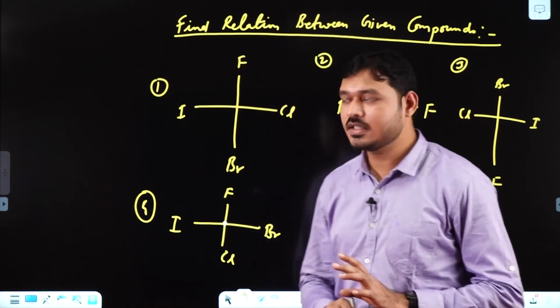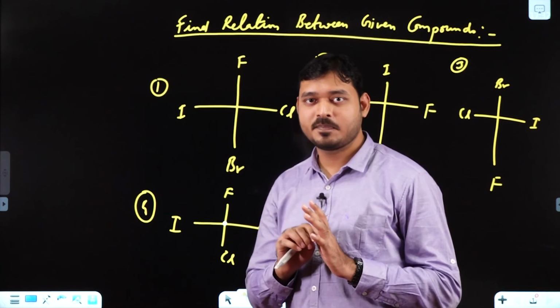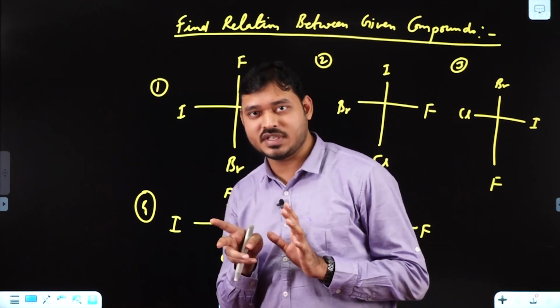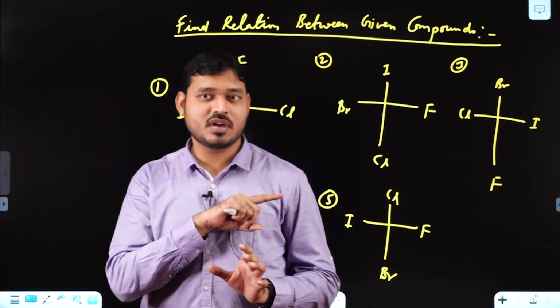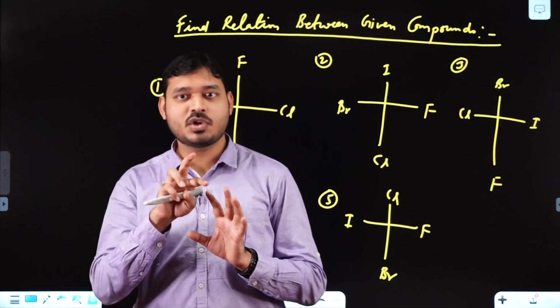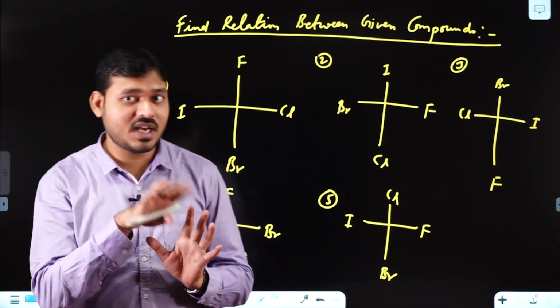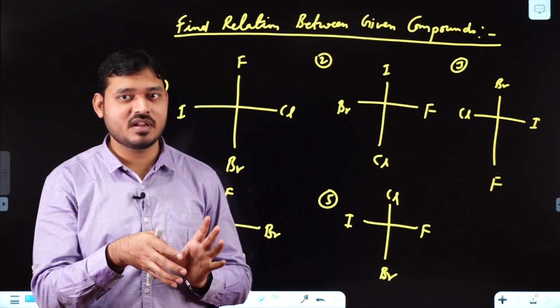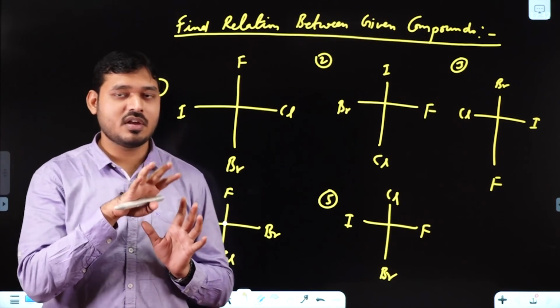You have two possibilities. One possibility is just to check by even and odd interchange. Even and odd interchange means by one interchange, if you are getting the same compound, then it is an enantiomer. By two interchanges, if you are getting the same, then it is identical. Three interchanges and you are getting the similar, then it is 3, odd, so enantiomer.